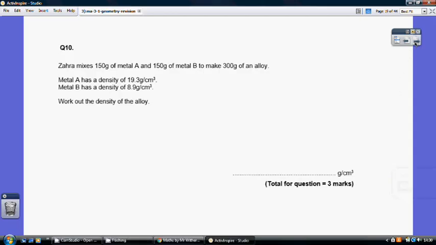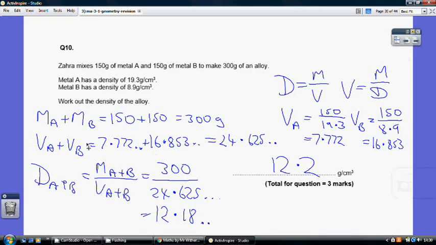Question 10. So, first thing to have a look at is the total mass of my two alloys together. So, I've mixed 150 grams of A and 300 grams of B. So my total mass is 300 grams.